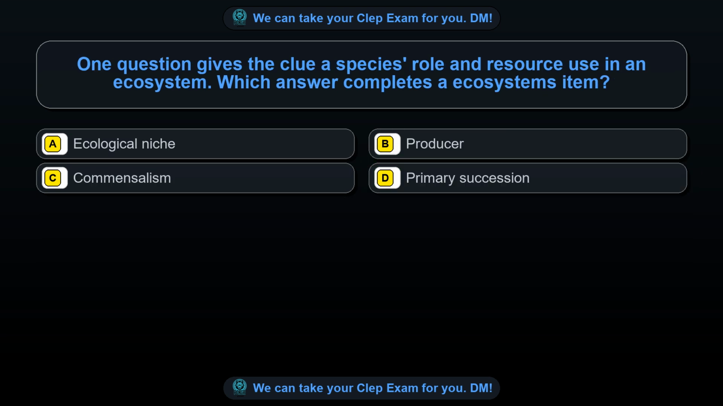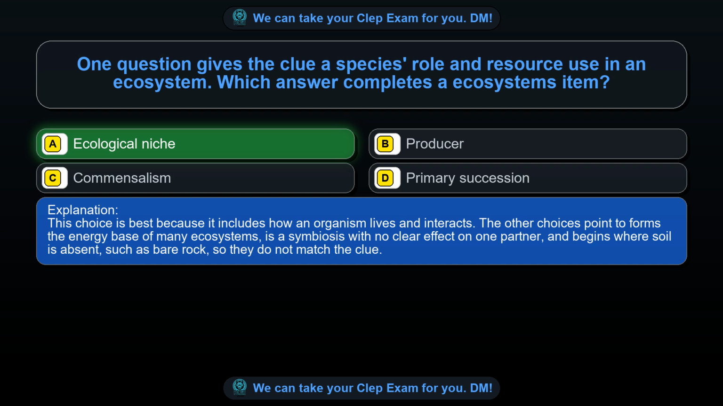Question 15. One question gives the clue a species role and resource use in an ecosystem. Which answer completes an ecosystem's item? Option A, ecological niche. Option B, producer. Option C, commensalism. Option D, primary succession. The correct answer is option A, ecological niche.